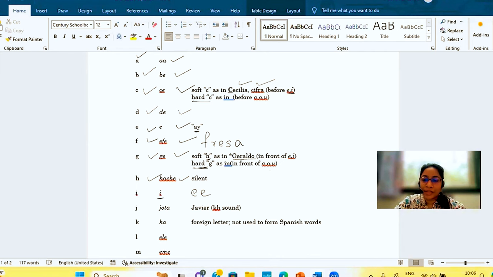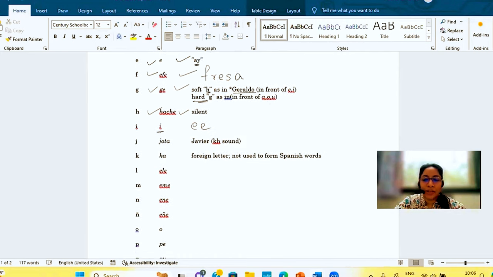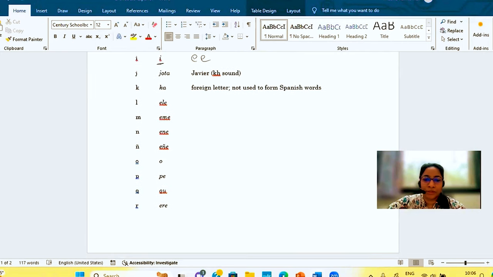Now with J, one thing that we need to know is Spanish doesn't really have any particular sound like the J we have in, let's say, jug, jam. They don't have it. The sound that you can hear when someone says J in Spanish is more or less like a throaty k. So when you're reciting alphabets, you're going to say jota for J.